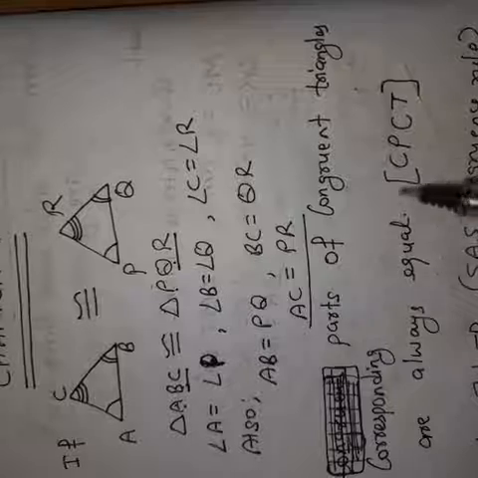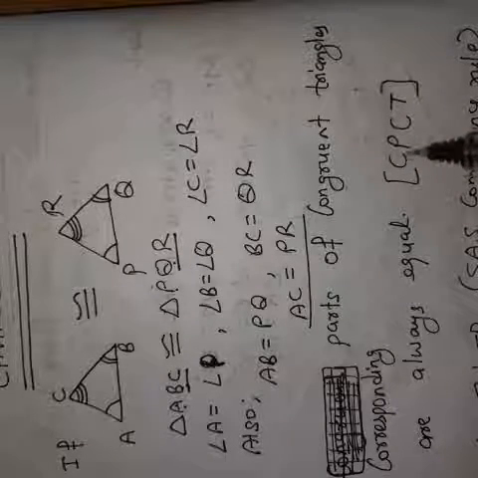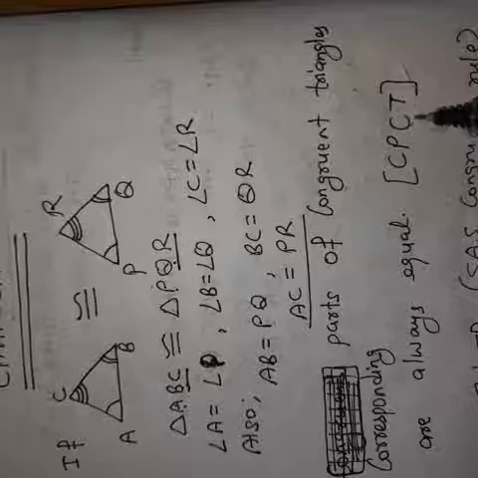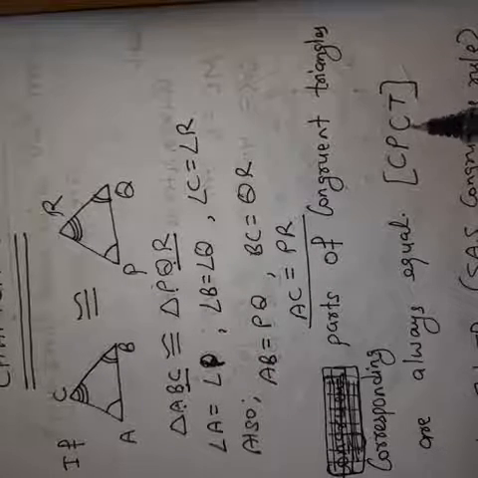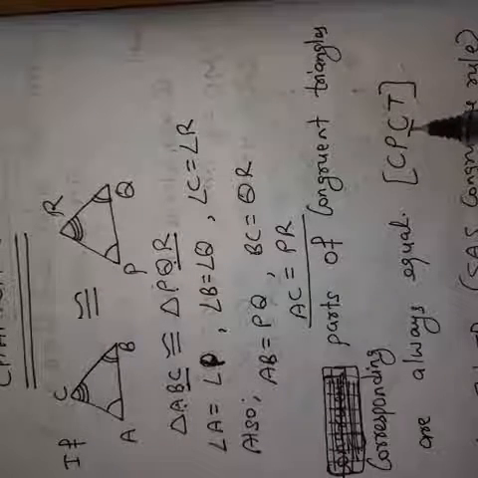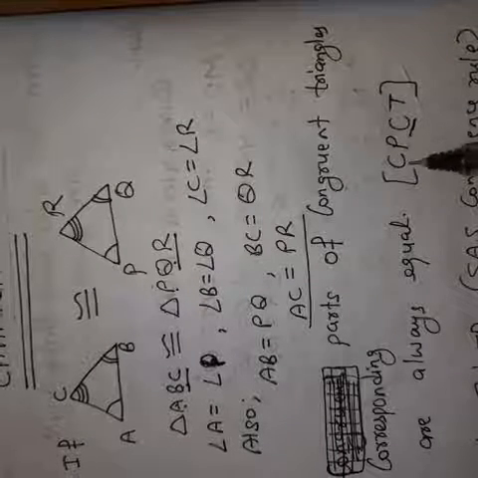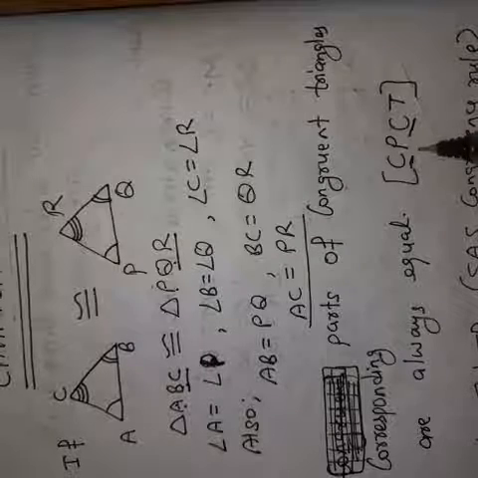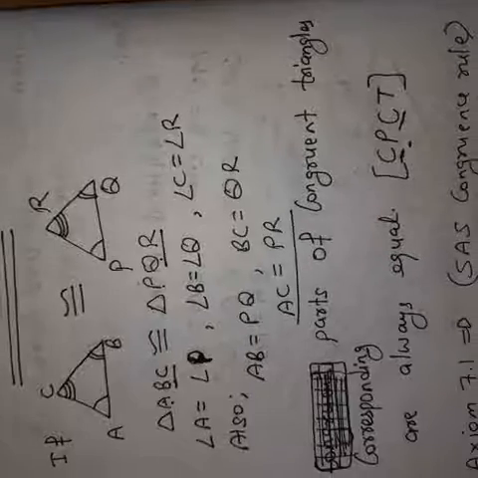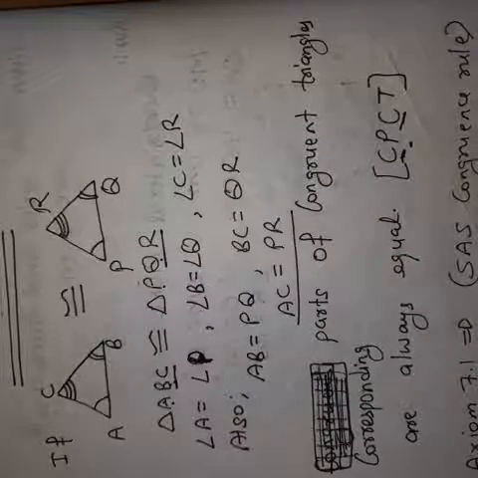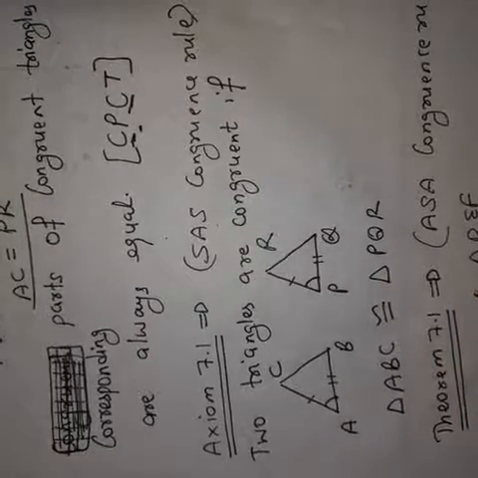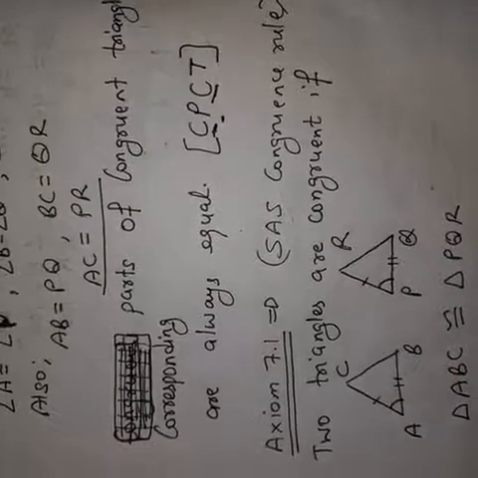Okay, so we can write it also as CPCT rule. Corresponding parts of congruent triangles are always equal. अगर कोई भी दो ट्रायंगल्स कॉन्ग्रुएंट हैं तो उनके जो कोरस्पॉन्डिंग पार्ट्स होंगे वो ऑलवेज क्या होंगे, इक्वल होंगे. You have to memorize this rule. After that we will understand axiom 7.1.